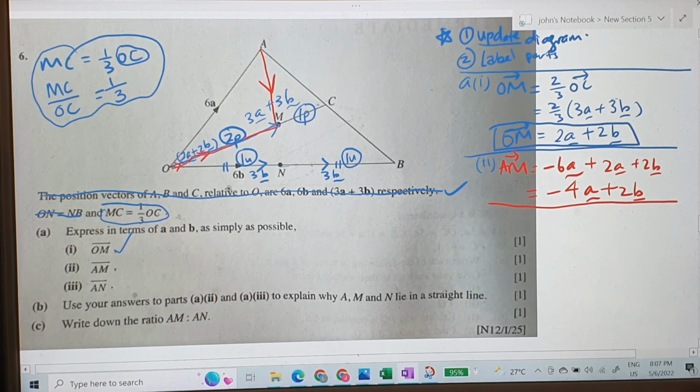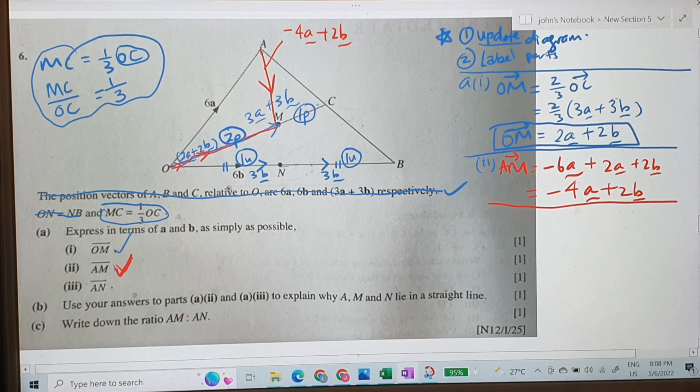Alright. Okay, now what is the next thing they want us to find? Done already. Okay, so I'm going to label here. I'm going to label this one as minus 4a plus 2b. Okay, because definitely later I probably need to use this to help me. Alright. Okay, now how to find AN?